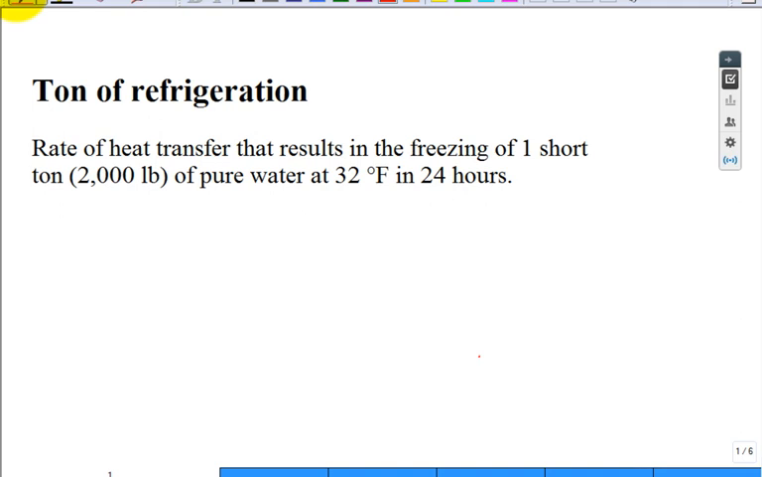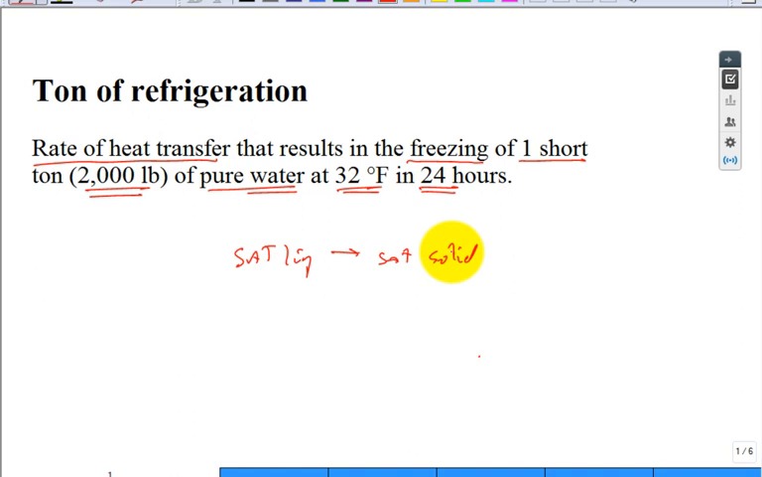Ton of refrigeration. The rate of heat transfer that results if you wanted to freeze 1 short ton, or 2,000 pounds, of pure water at 32 degrees F in a time period of 24 hours. That's really the basic definition. So you go from saturated liquid at 32 F to saturated solid, frozen ice, at 32 F.